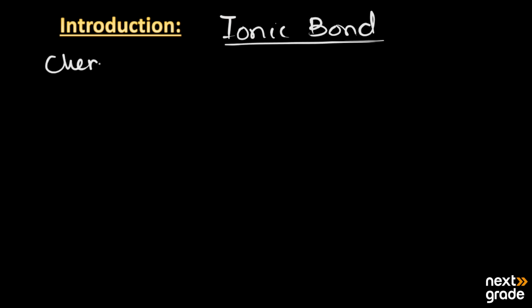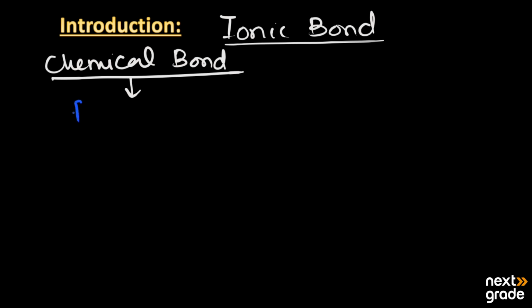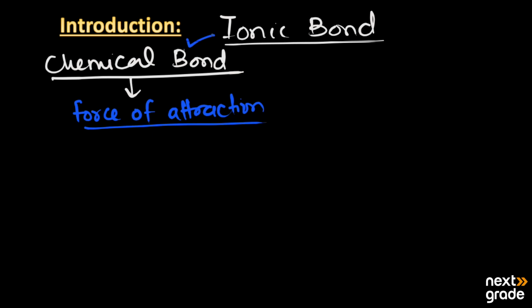Today we have the topic from chapter number 4 of grade ninth chemistry, and it is the ionic bond. Before the start of the ionic bond, you must know what is meant by the chemical bond. The chemical bond is the force of attraction that holds the atoms together in a substance. That force of attraction is known as the chemical bond.